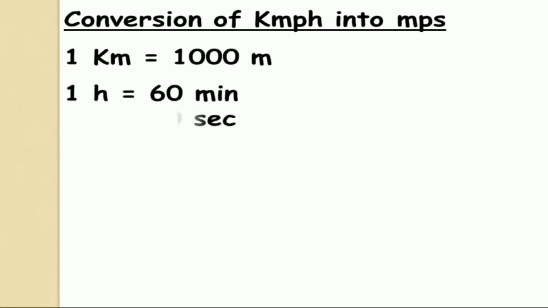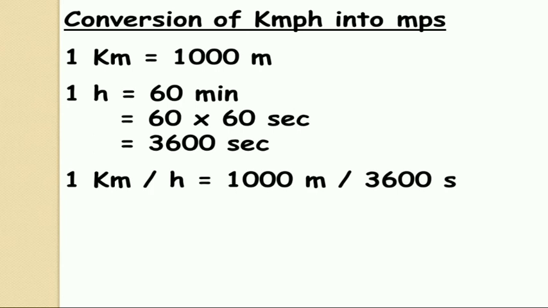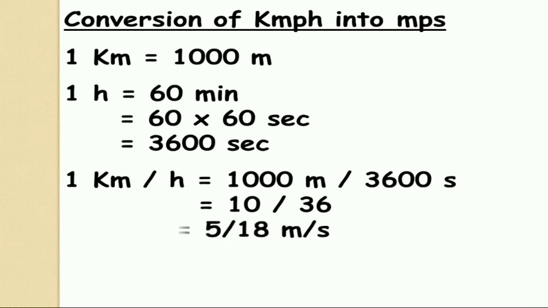Now conversion of kmph into meters per second. 1 kilometer is equal to 1000 meters, we know very well, and 1 hour is equal to 60 minutes, which is 60 into 60 seconds. So kilometers have to be converted into meters and hours into seconds. Total 1 hour is equal to 3600 seconds. 1 kilometer per hour is equal to 1000 meters by 3600 seconds. We can cancel, and it is 10 by 36 meters per second, and we can cancel further to get 5 by 18 meter per second.